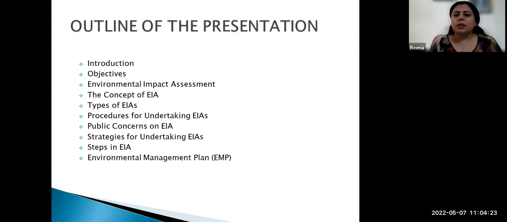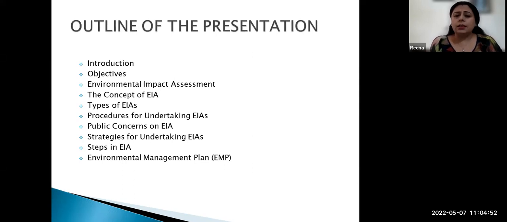So we'll be discussing environment impact assessment in general. What is the concept of EIA, how it started, what was the need of it, what are its objectives, what are the benefits, types of EIAs, and procedures required for EIA. Then what is an EIA in the Indian context in terms of the Environment Impact Assessment Notification of 2006 and amendments thereof. Then what are the public concerns in EIA.